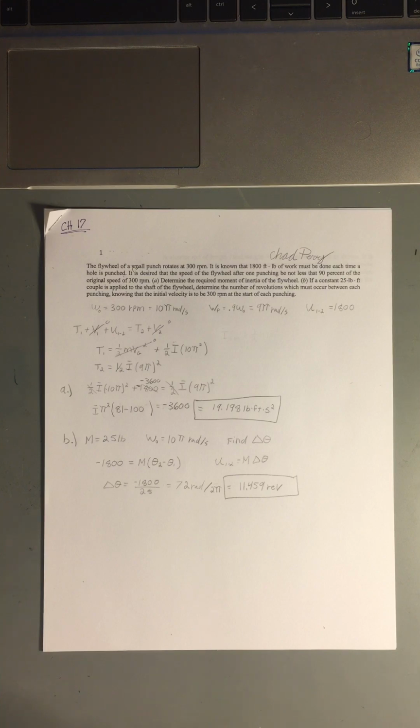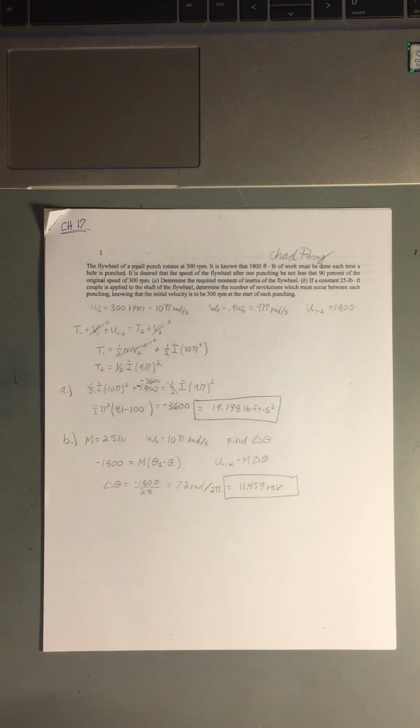For part B, we were asked to find how many revolutions must occur between each punch. And we were given that there was a couple of 25 foot-pounds. And so that is our moment here. Our omega naught is the same as in part A. And basically we want to find our change in theta and then convert that to revolutions.